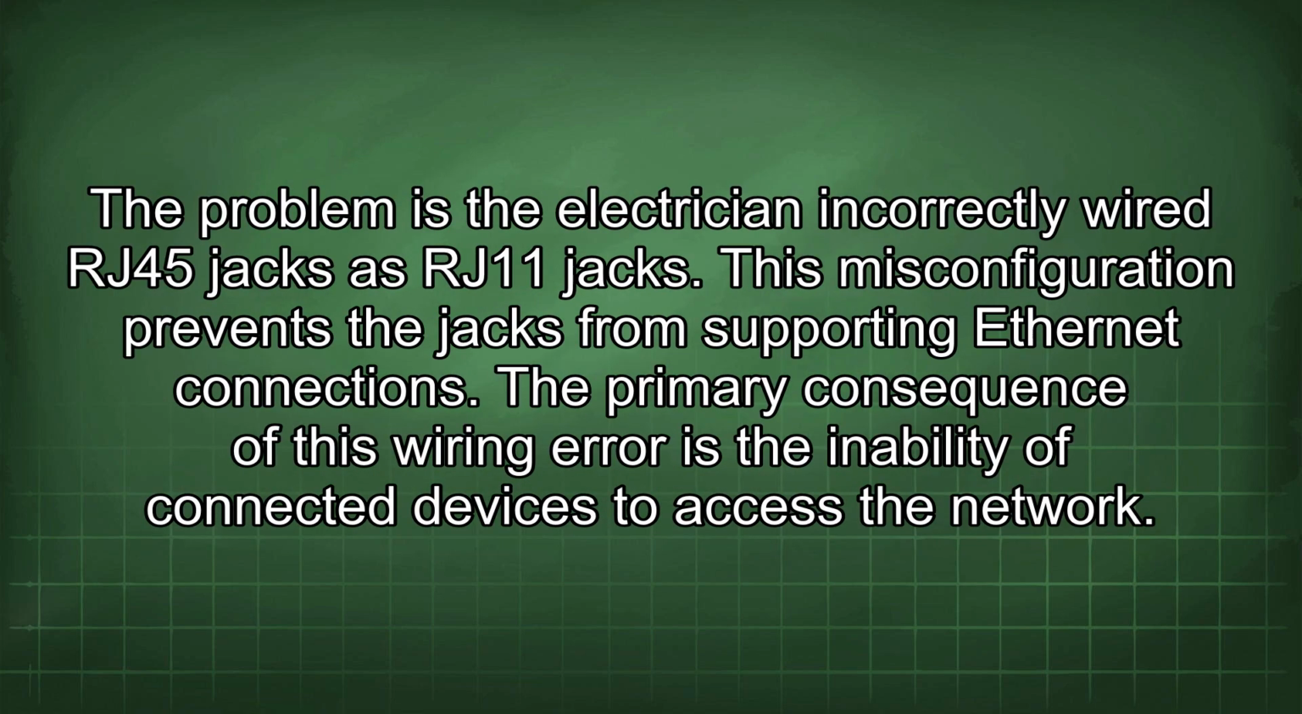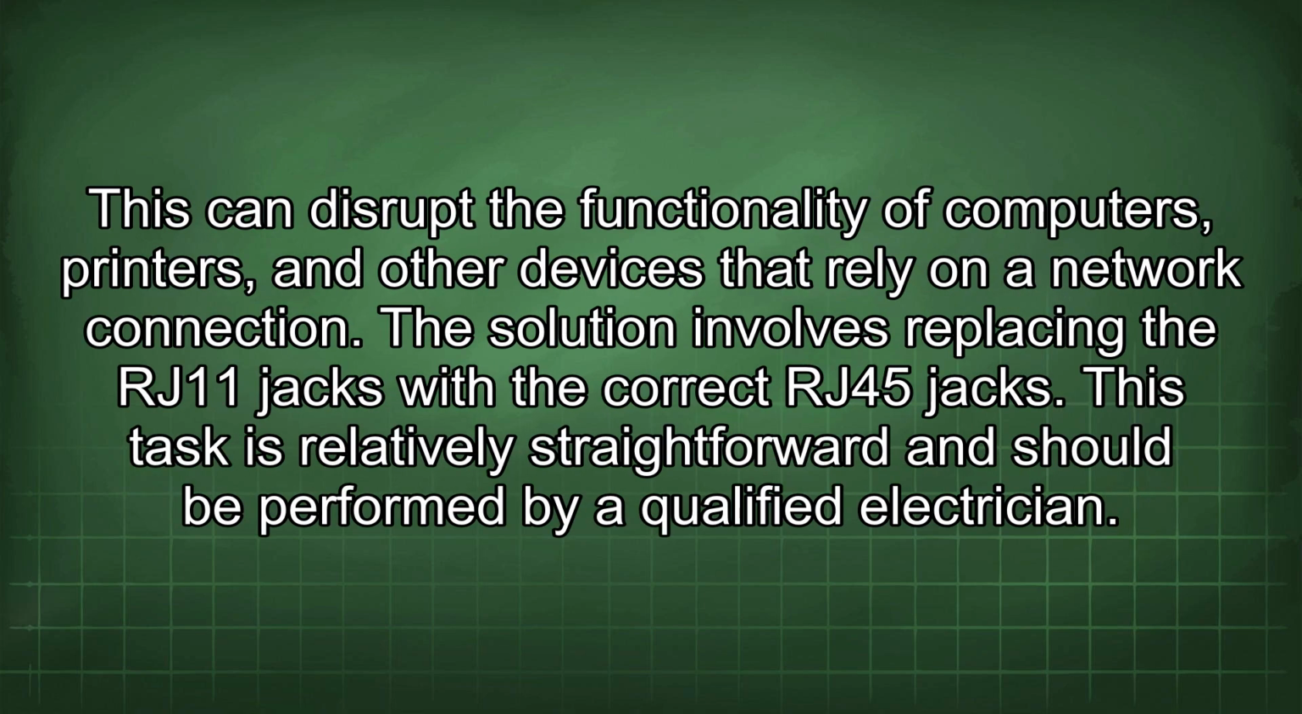The problem is the electrician incorrectly wired RJ45 jacks as RJ11 jacks. This misconfiguration prevents the jacks from supporting Ethernet connections. The primary consequence of this wiring error is the inability of connected devices to access the network. This can disrupt the functionality of computers, printers, and other devices that rely on a network connection.